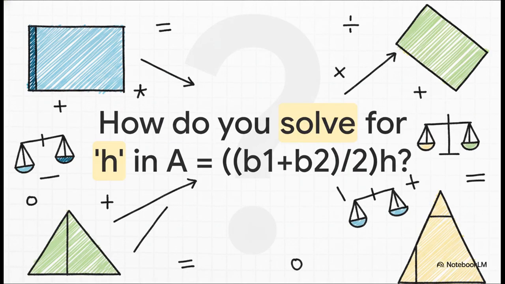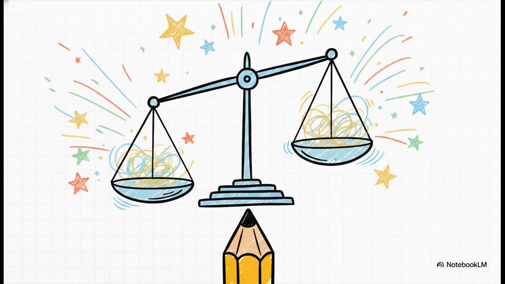I'm going to leave you with a final thought and a transfer challenge. Take a look at the formula for the area of a trapezoid. Area equals base 1 plus base 2 divided by 2, all multiplied by the height, h. Now, using the equality rules we learned today, how would you unpack this slightly larger formula and isolate h? The structure is exactly the same. You're just going to have a few more inverse operations to perform. So grab a pencil and see if you can tackle that trapezoid formula all on your own.